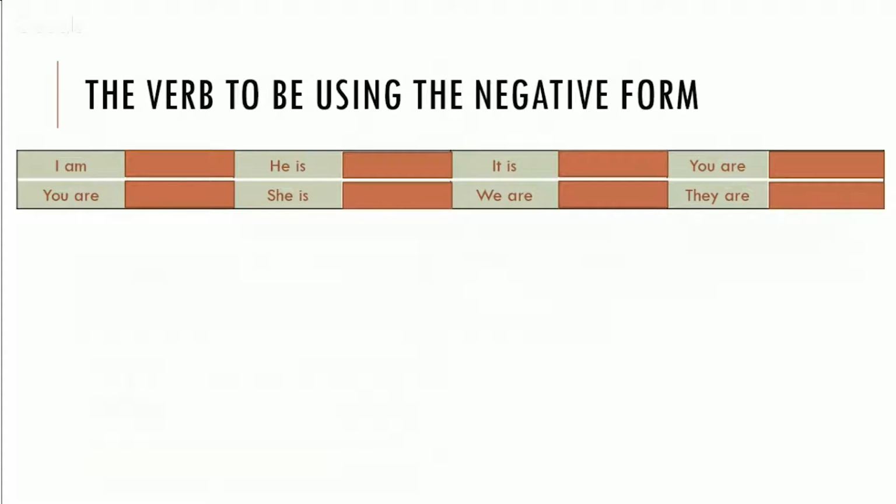And what we're going to look at in the next page, we're going to look at the verb to be using the negative form, right? So we have all of the combinations that we looked at earlier. The first one is I am. And for the negative form, you're just going to add not at the end. So I am not, right? And you're going to do that for all of them. So the next one would be you are, and then you're going to say, you are not.